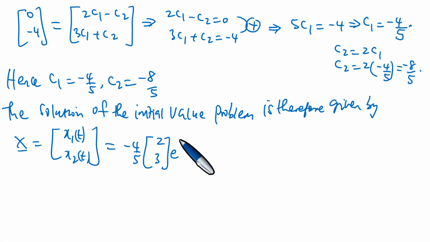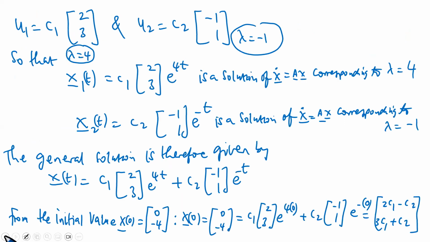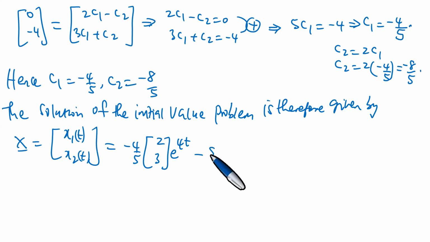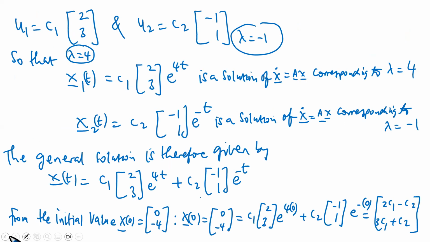e to the 4t. Plus C2 minus 1 and 1. C2 is minus 8 over 5, then minus 1 and 1. Then we have e to the minus t. Okay, we're going to check these answers with the initial value just to make sure that we made no mistakes here. So we just substituted the C1 and the C2. And now this becomes the answer, obviously.